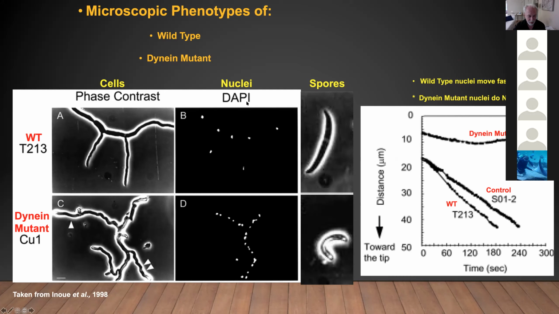This stain called DAPI targets just nuclei. So if you look at the nuclei in wild type, there's one per cell. They're evenly distributed, normal shape. If you look at nuclei in the mutant, there are multiple nuclei per cell, and many of them are misshapen. So you can see just from the physical distancing that the nuclei are in trouble. If you look at the spores that are produced, spores in the wild type look normal, whereas in the mutant they're small and misshapen.